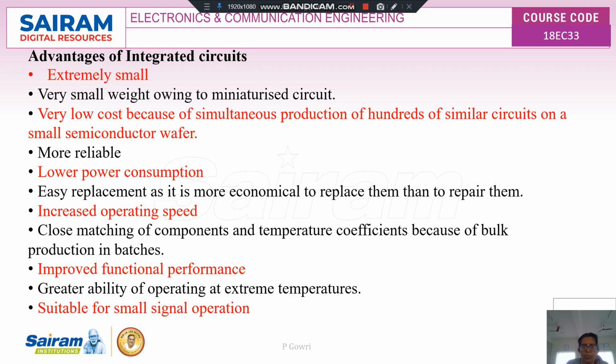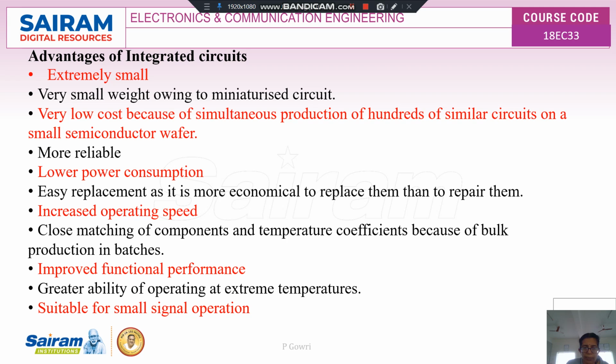The first one is small weight because of its miniature circuit. So the weight of the device is reduced, and it also becomes low cost because millions of devices can be produced in a single process. It is more reliable, and there is less possibility of error or variation in the output of the device because it is environmentally protected. It also consumes less power.